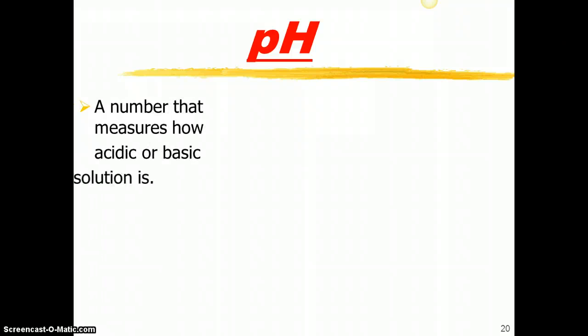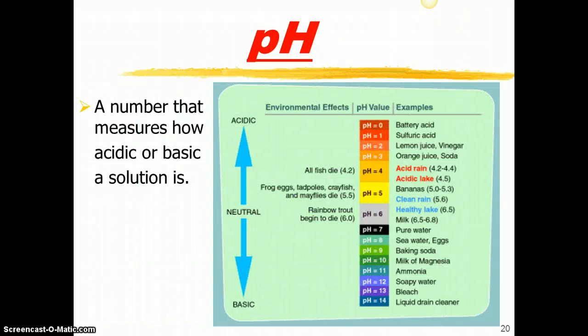Your pH scale is very important. Water being neutral at 7, anything below 7 is considered to be an acid. Anything above 7 is considered to be a base.